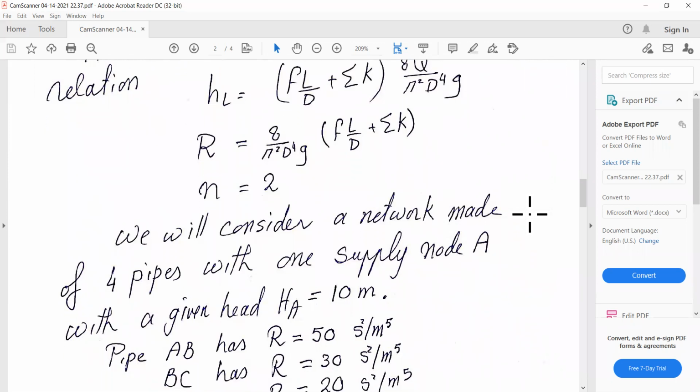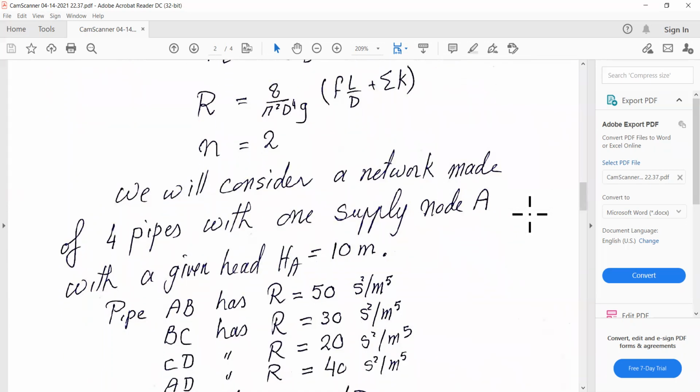We will consider a network made of 4 pipes with one supply node at A with a given head HA equal 10 meter. Pipe AB has a resistance 50 seconds squared divided by meter to the power 5. BC has 30. R for CD equal 20. R for DA equal 40.